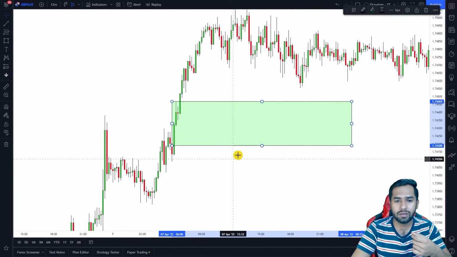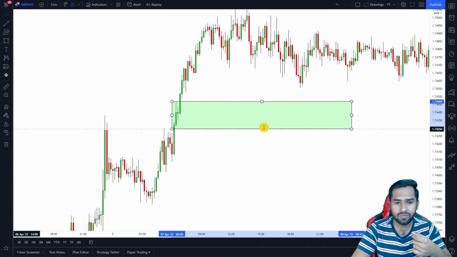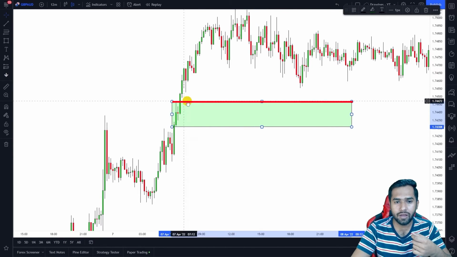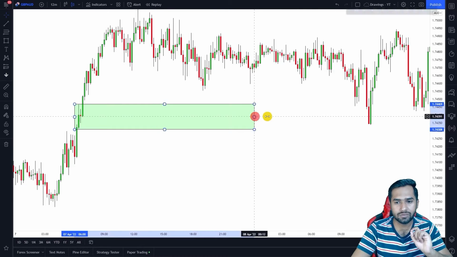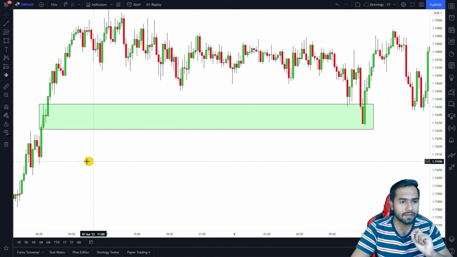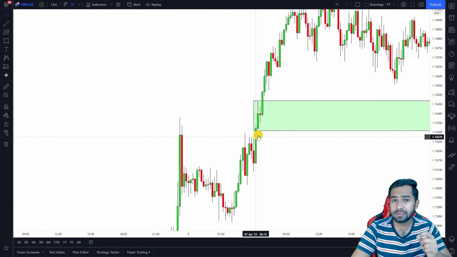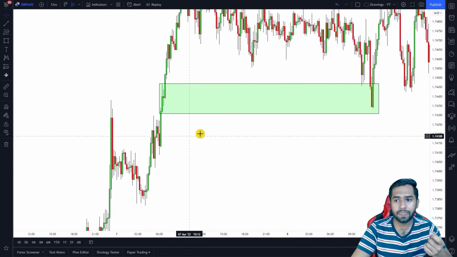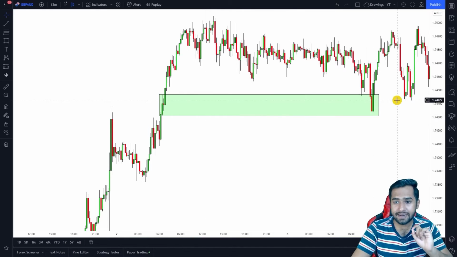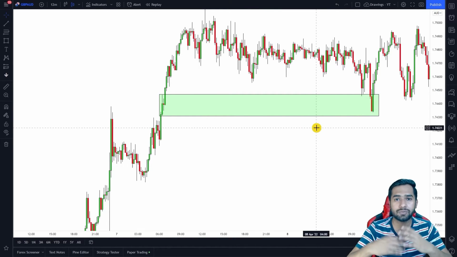Now the high of this base zone will be the high of our zone, and the low of this base zone will be the low of our demand zone. Okay, so there are 2 candles inside this rally base rally demand zone. Now here we can extend it in the future to see how it's performing.